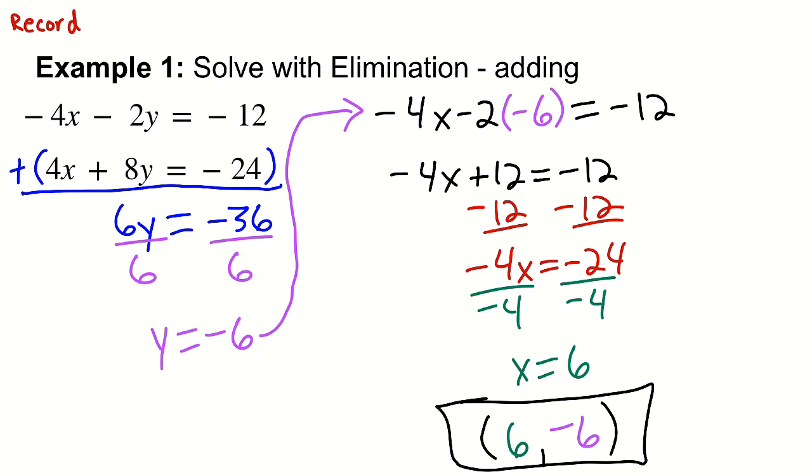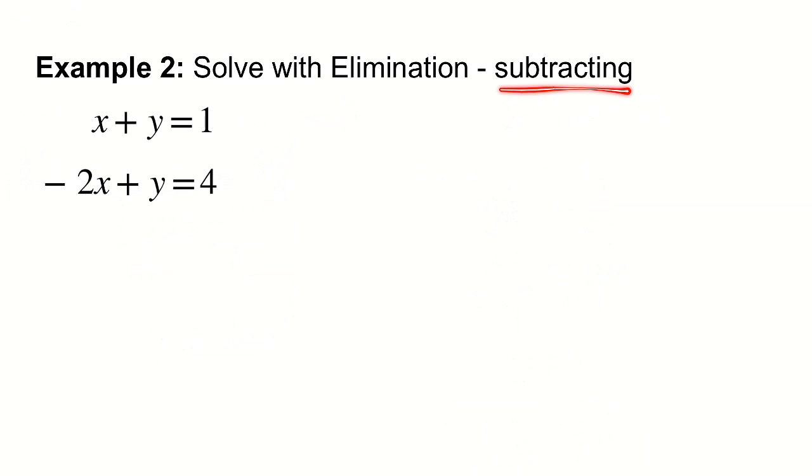Now on this one, we added the two equations together. On this one, we are going to subtract the two equations. Can anyone see why we would subtract here instead of adding?